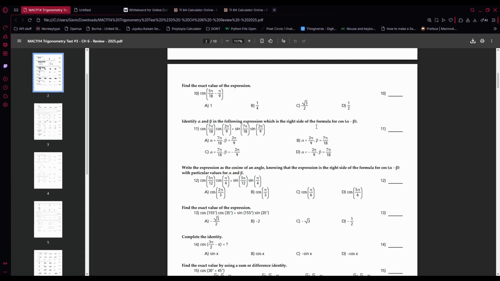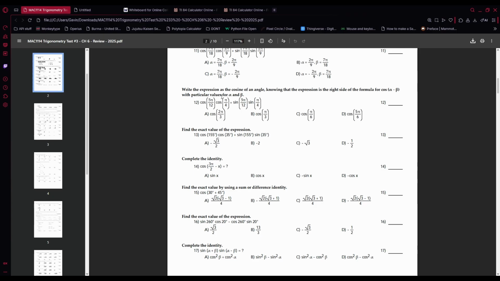This one is self-explanatory. If you know the formula, you say alpha, beta. So pi over 18, 2 pi over 9. Hooray, hooray. I don't know why we're changing signs. I don't know why we're flipping. There's no reason for it. Let's see.